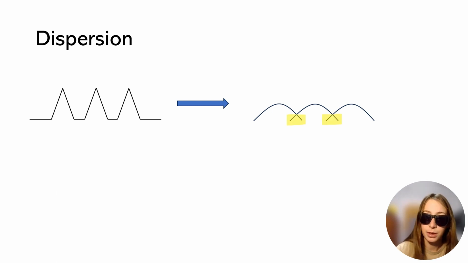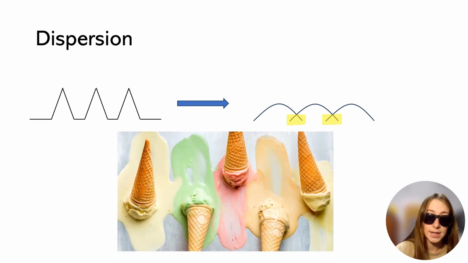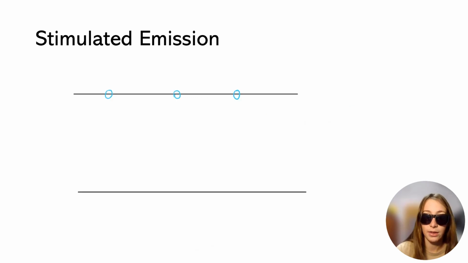Imagine a dish of ice cream with 3 scoops of different flavors all in a row. Right after they've been scooped, you can still tell which scoop is which flavor, but after a certain amount of time, they start to melt and run together, and you can't tell where one flavor ends and another begins. This is the same thing that happens to light pulses. They run together. But don't worry, there is a solution.